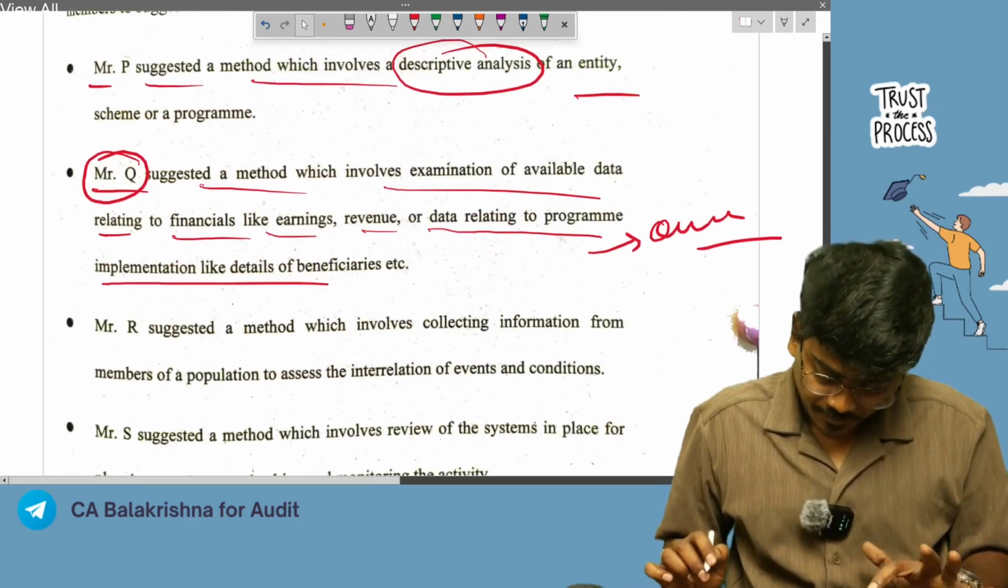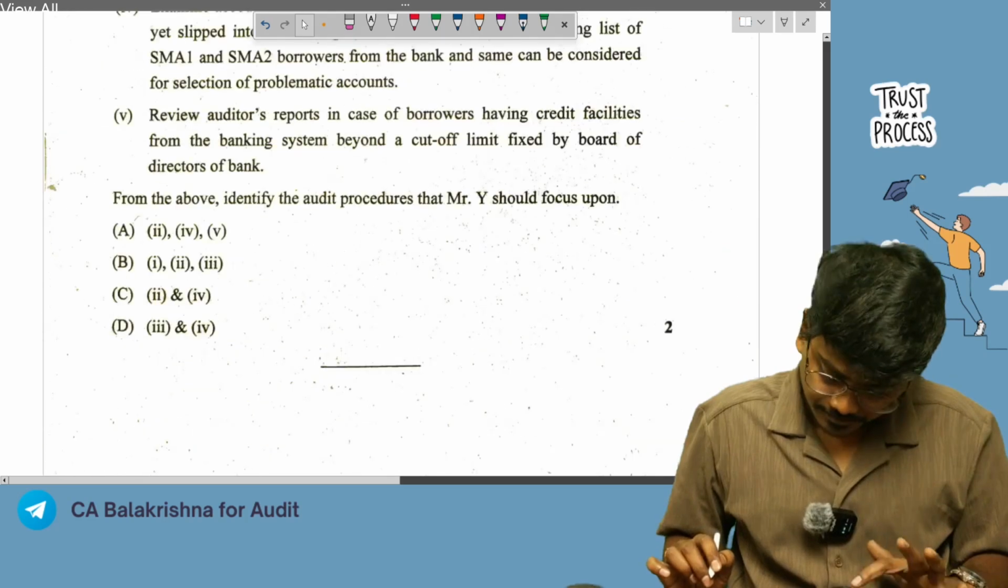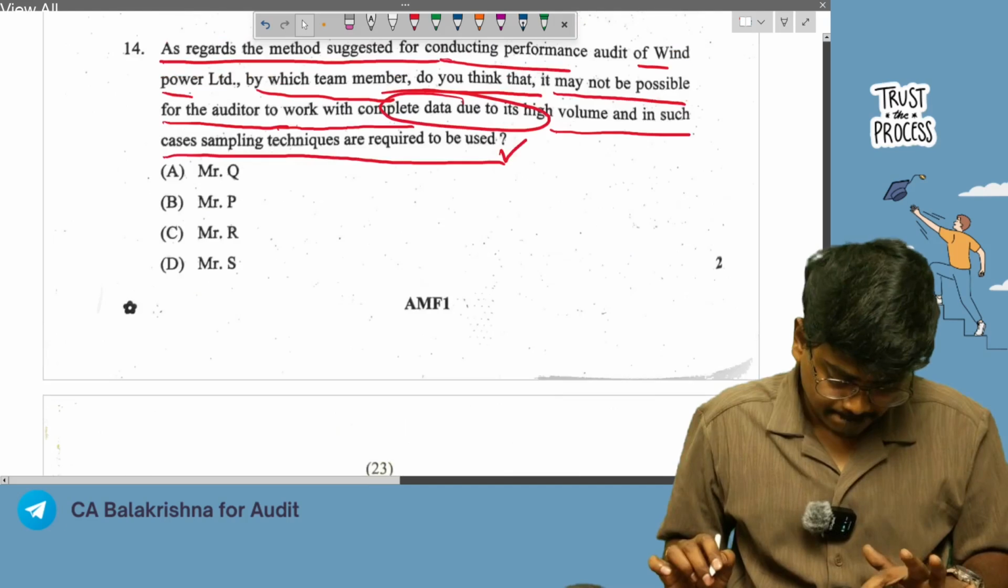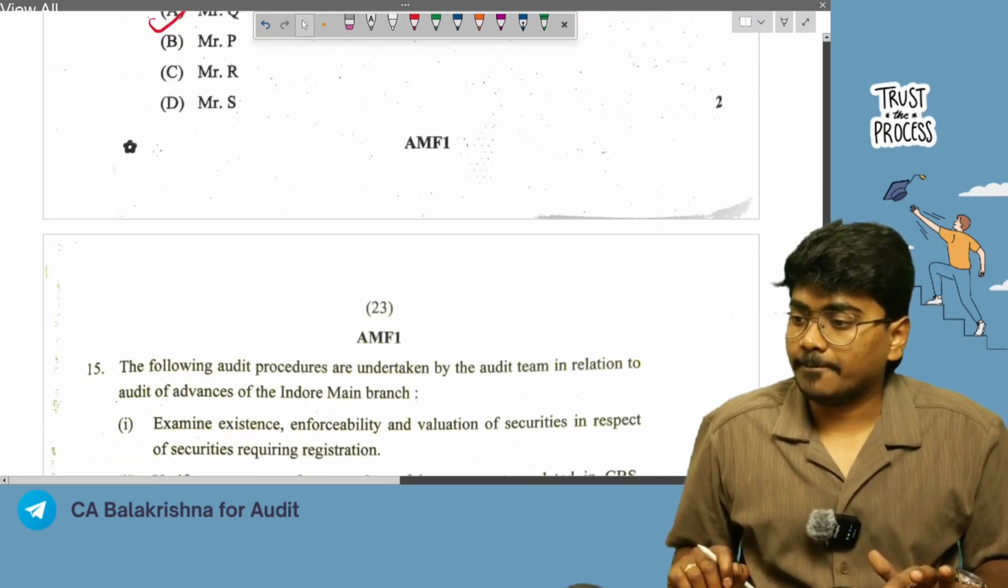So, we need to see where Mr. Q is given in the options. Mr. Q, yeah, option A. 14th question, option A. Next, 15th.